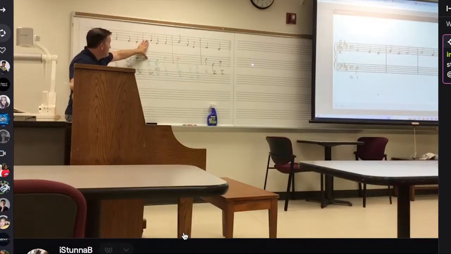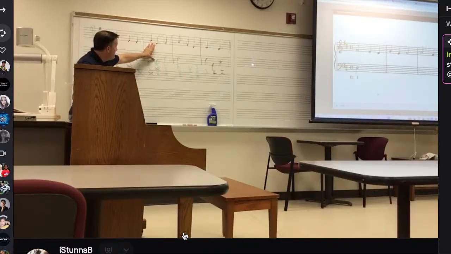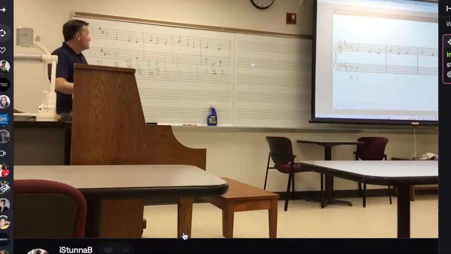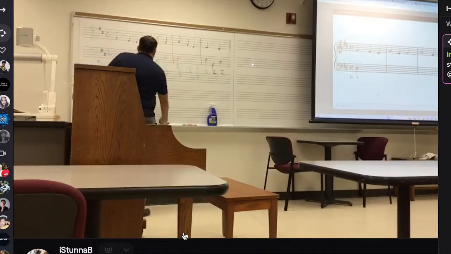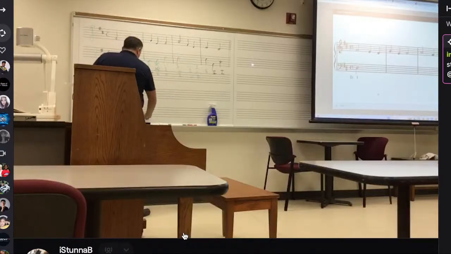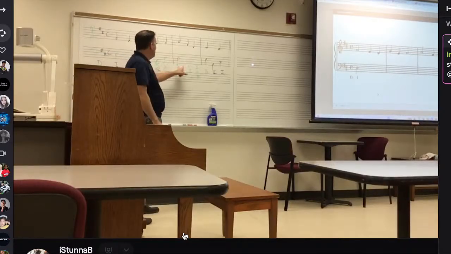Thirds apart, octaves apart, fifth apart, third apart. So no parallel motion with our bass and our soprano. So alright, we've got good movement going on so far. 4, 5, 1. Alright. Moving forward, new phrase.